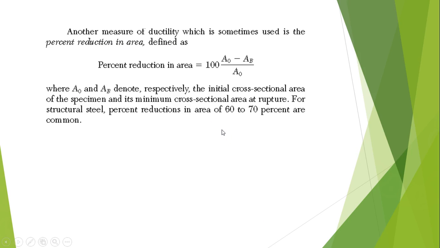There is another measure of ductility, which is sometimes used: the percentage of reduction of area, because we have a change in the area due to the application of forces. Instead of length at rupture minus original length divided by the original length, we substitute A0 minus AB, denoting respectively the initial cross-sectional area minus the minimum cross-sectional area at rupture. For structural steel, the percent of reduction of area is from 60 to 70% in common.